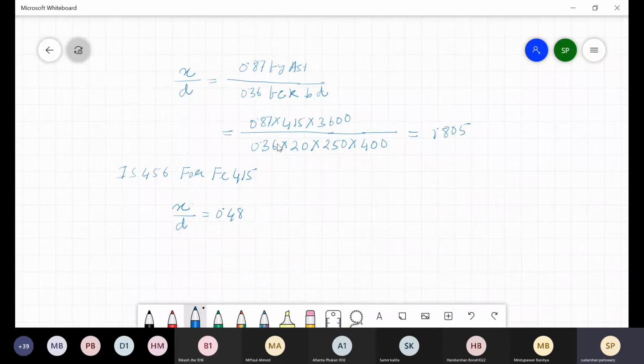Isn't it? From IS 456, if you refer to IS 456, this value is greater than 0.48. So the section is what? Over-reinforced. Clear? Yes, sir. Over-reinforced section.